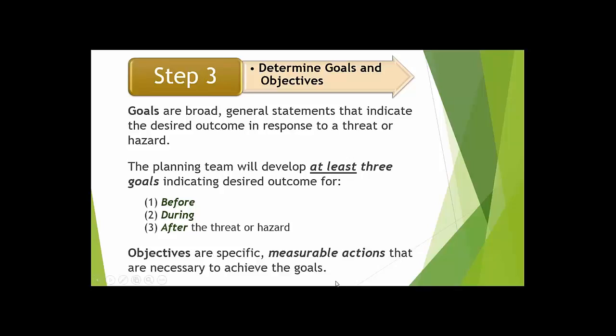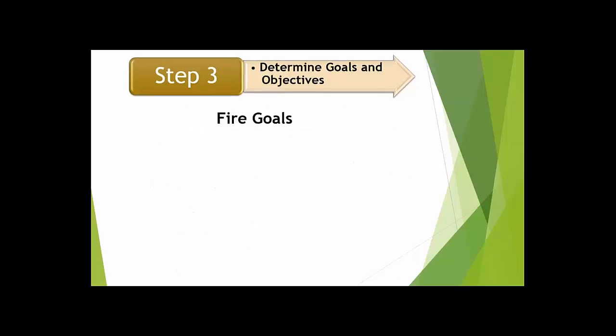And then finally, you develop several objectives to address each goal. Remember that objectives are specific, measurable actions that are necessary to achieve the goals. And the goals and the objectives are to provide the roadmap for the school's emergency planning and lay the groundwork for the courses of action, which we'll cover in step 4.